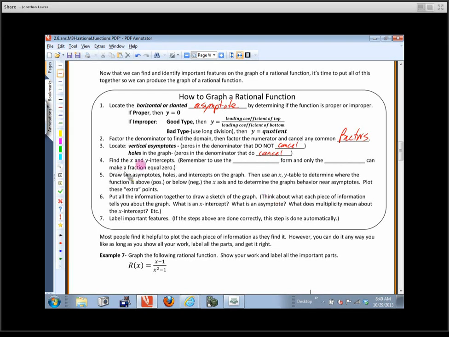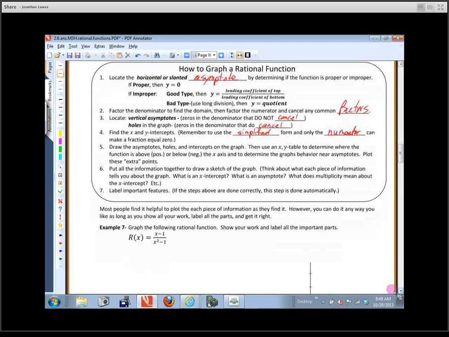We want to find the x and y-intercepts, which we do on nearly every function that we graph. Remember, we want to use the simplified form. And only the numerator can make the fraction equal to 0. So when you're finding the x-intercept, you only need to worry about the numerator. And that's why it's a good idea to have the simplified form. Okay, and then it says draw the asymptotes, holes, and intercepts on the graph.